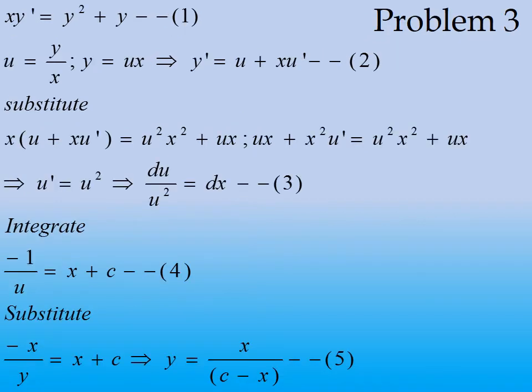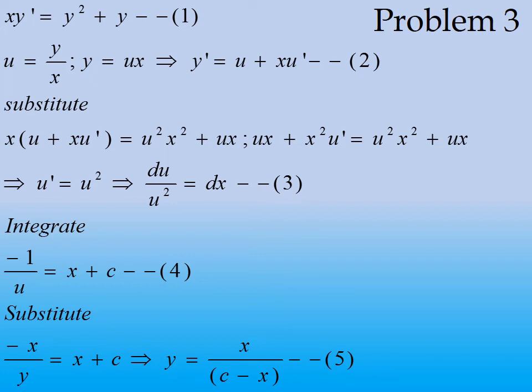Then the third problem is x y prime is equal to y squared plus y. Here you take u is equal to y by x. Then y is equal to ux. Now if you differentiate it, it is y prime is equal to u plus x u prime. Now you substitute this value in the differential equation. Then it is xu plus x² u prime is equal to u squared x squared plus ux. Now you simplify it, then you can get u prime is equal to u squared. That implies du by u squared is equal to dx, like separable form.